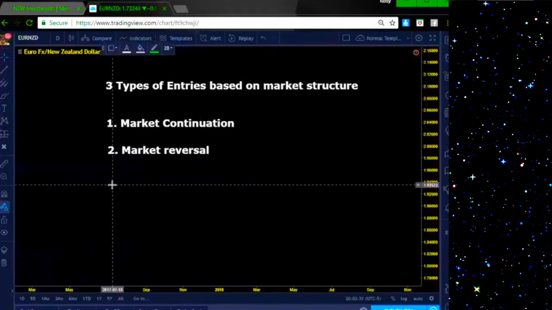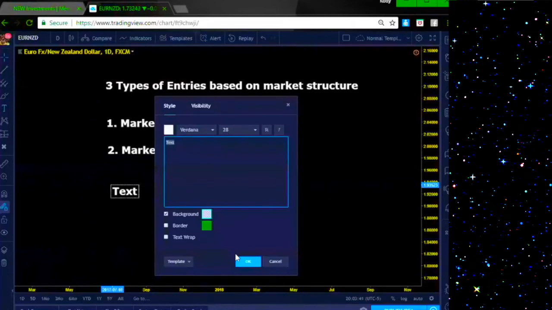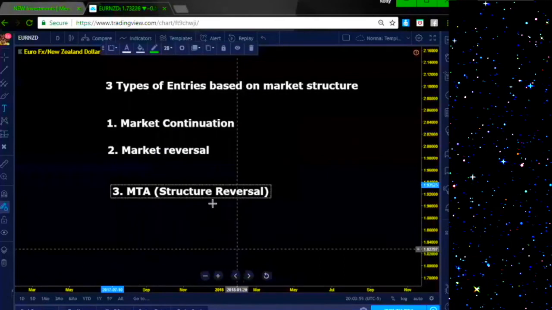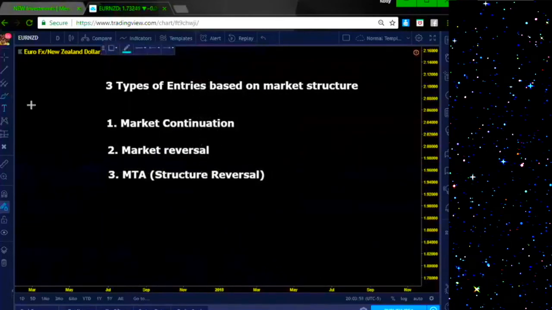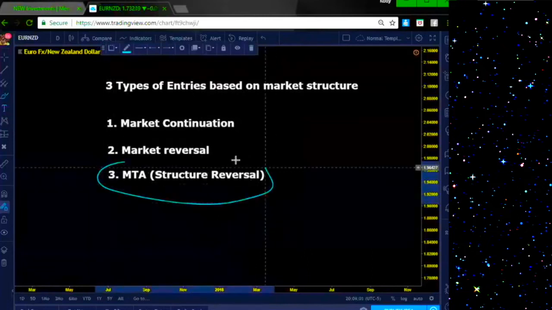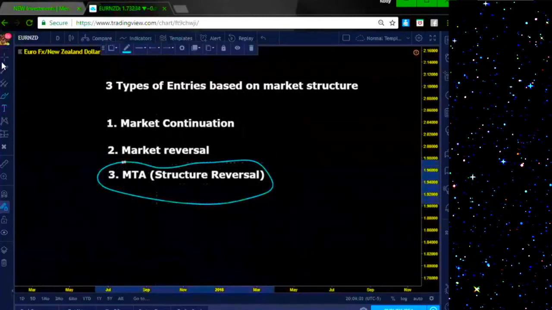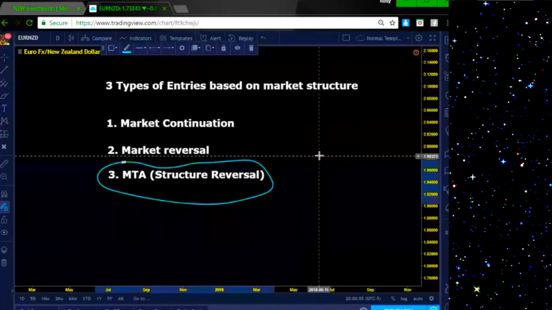Now, the third type of entry that we didn't have a chance to discuss on our previous session is the multiple time frame analysis, and that is going to be a structure reversal setup. All right, and guys, tonight's session is going to focus around this right here. MTA structure reversal.